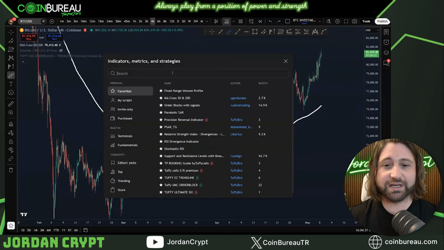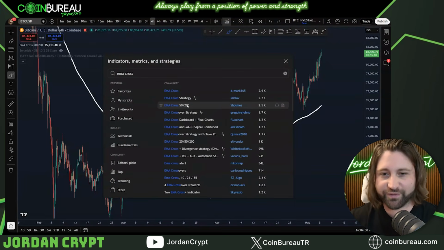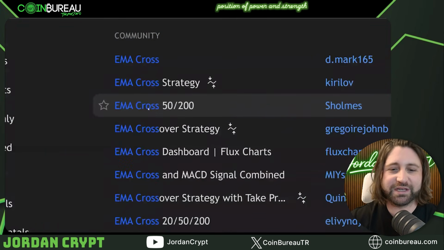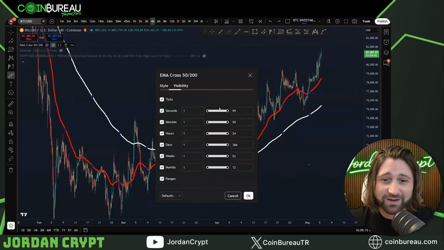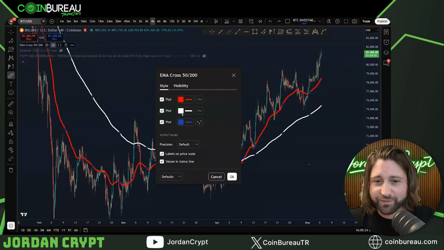Just come to your indicators on TradingView and search for your EMA cross 50 over the 200. You can then go in to customize the style and visibility of the moving average. Try not to change the actual metrics here as that is more advanced, but feel free to play with the colors, thickness, and opacity.